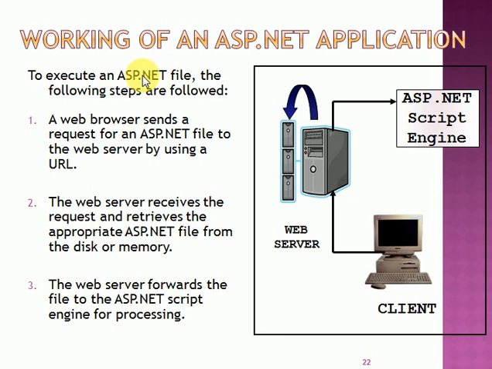Working of an ASP.NET application. To execute an ASP.NET file, the following steps are followed. A web browser sends a request for an ASP.NET file to the web server by using the URL. The web server receives the request and retrieves the appropriate ASP.NET file from the disk or memory. The web server forwards the file to the ASP.NET script engine for processing.